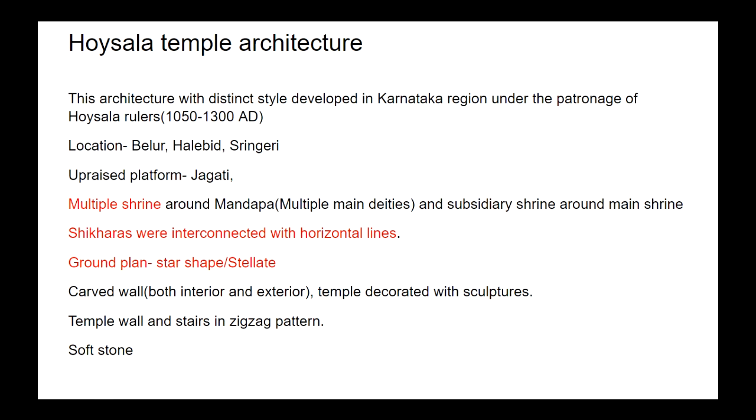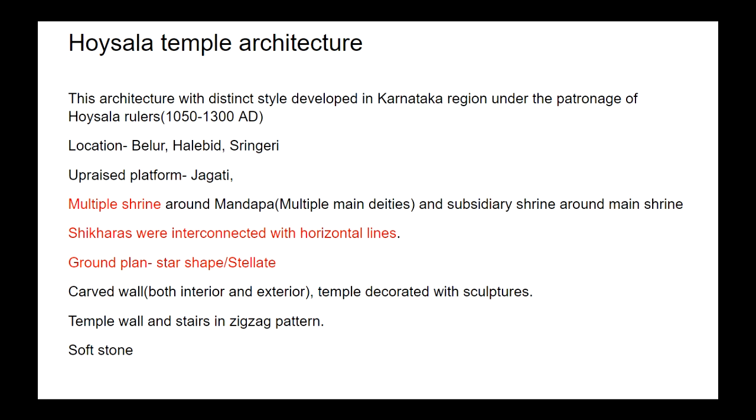Hoysala temple architecture. This architecture with distinct style developed in Karnataka region under the patronage of Hoysala rulers from 1050 AD to 1300 AD. Important locations of Hoysala temple architecture are Belur, Halebid and Sringeri. And upraised platforms were known as Jagati.